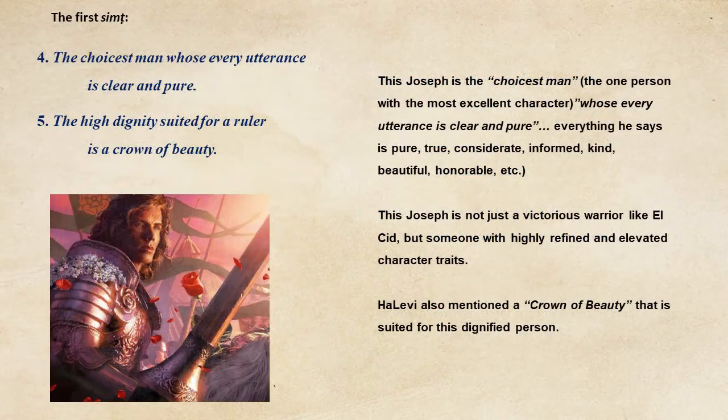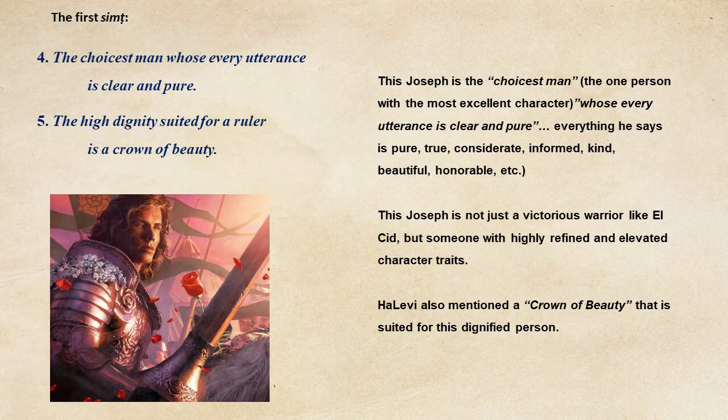Now we go to the Sim. Those are the last two lines of the stanza that will have the same rhyme as the Jarha. Here we go. The choicest man whose every utterance is clear and pure. The high dignity suited for a ruler is a crown of beauty. Okay, this Joseph now is called the choicest man. That means the most perfect, the most wonderful man you can ever think of, right?